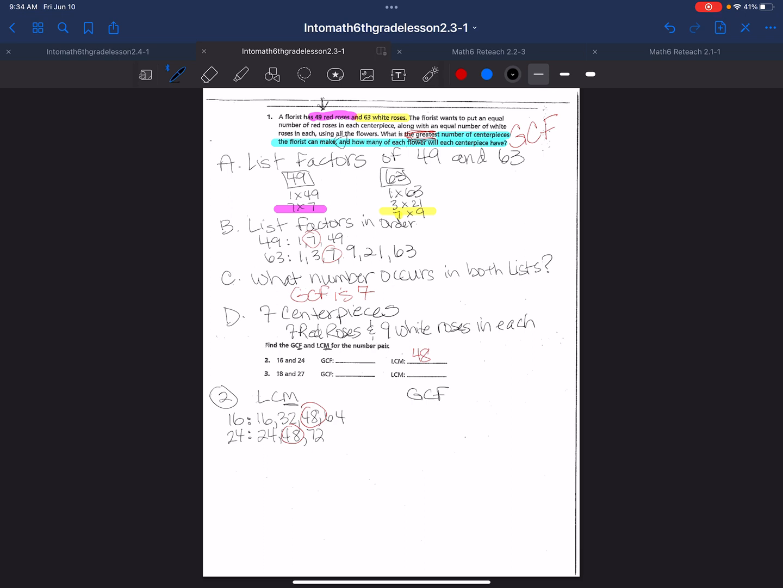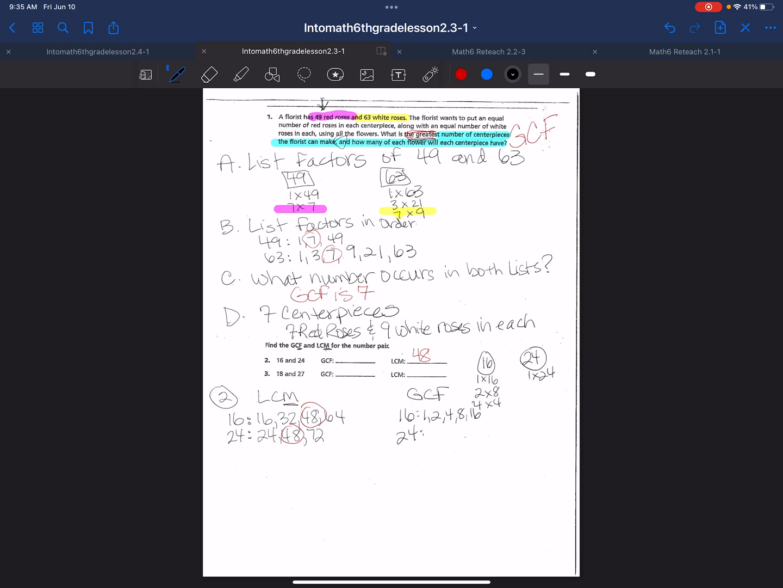Now let's do the greatest common factor of 16 and 24. On the side here, I want to write these numbers down and I want to list the multiplication facts. Always start with 1. That's the easiest. Okay, what else goes into 16 evenly? Oh, 2 times 8 and 4 times 4. The next step is we list them in numerical order. 1, 2, 4, 8, 16.